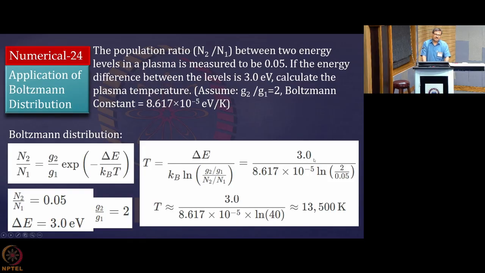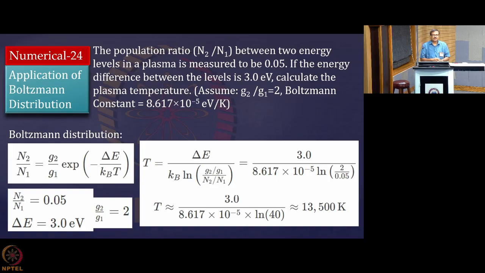So ΔE is 3.0, then Kb in electron volt comes like this, then the logarithm is here. The argument G2/G1 is 2, and N2/N1 is 0.05, that has been given. You just get this value evaluated over here. So 3 divided by 8.617 into 10 to the minus 5 and this log of 40. So finally you get a temperature around 13,500 Kelvin, which is very reasonable for a thermal plasma.